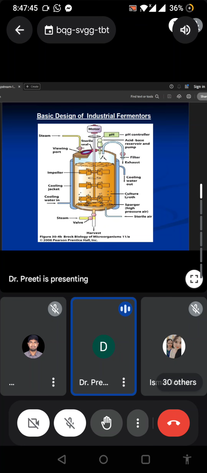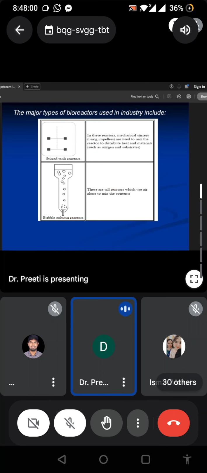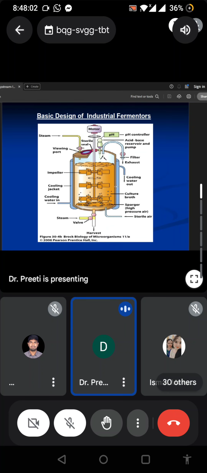Sometimes sparger is used. Sparger means mixing will be done when you apply air with high pressure. When air goes with a lot of force, it will also do the mixing. And this is the valve. And harvest means here you will be able to, after fermentation is over, take out the fermentation media along with the cells.